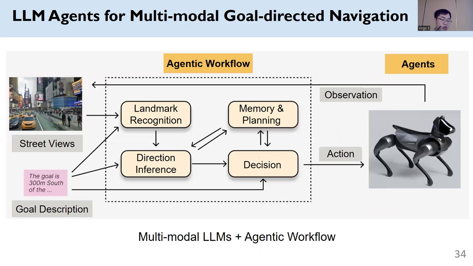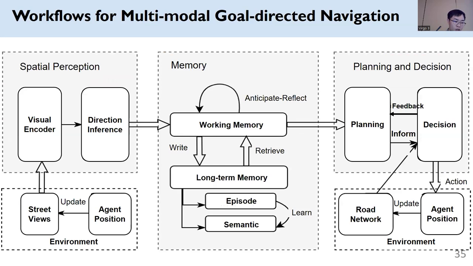So we try to solve this with a combination of multimodal LLMs and agentic workflows. In this framework, the LLM agents have four key modules. One is landmark recognition. The second is how to infer the direction to the goal location, because it doesn't have the instruction anymore, so it needs to infer that direction. The third is memory and planning, knowing where to go and where it has been. And finally, you can make a decision to interact with the world. So it can be summarized into three key modules.